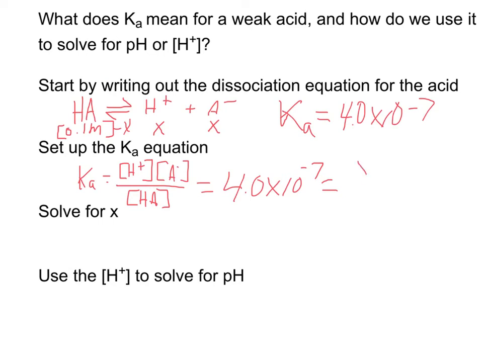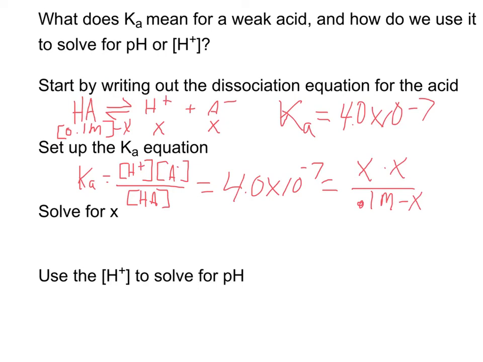So this is going to be x times x divided by 0.1 molar minus x. Now, there's a small trick that a lot of people do. When you have a times 10 to the negative value that is greater than 5, a lot of people ignore the x in the denominator to make your life easier, because it's such a small number.